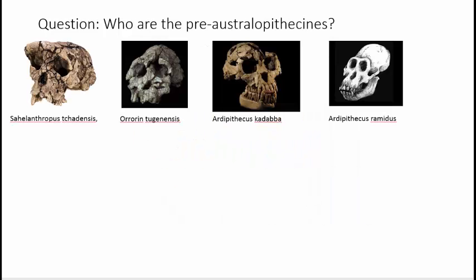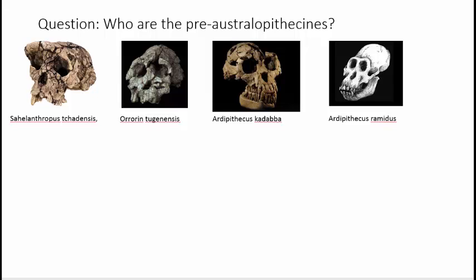Question: who are the pre-australopithecines? Pre-australopithecines are the oldest hominids. Most often the remains of the pre-australopithecine species are fragmentary and possess both ape-like and human-like traits. These species were likely bipeds, one of the main features of hominins. The oldest species is Sahelanthropus tchadensis, a fossil found in Central Africa, dating between 7 and 6 million years ago. It had a small brain, roughly the size of modern apes.